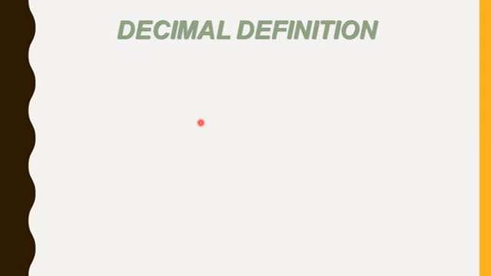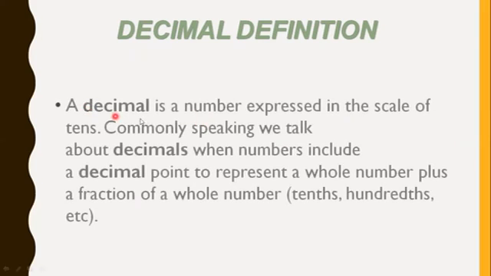Now let us see decimals. A decimal is a number expressed in the scale of tens. Commonly speaking, we talk about decimals when numbers include a decimal point to represent a whole number plus a fraction of a whole number: tens, hundreds, etc.